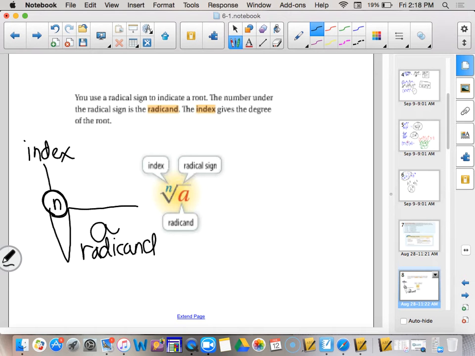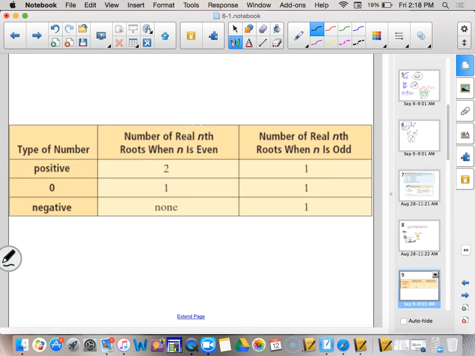So one other thing you need to know before we get started today is this chart right here. So if I have an even root and my number is positive, I'm going to have 2 answers. If I have an even root and my number is 0, I'm going to have 1 answer. If I have an even root and my number is negative, I'm going to have no answers.